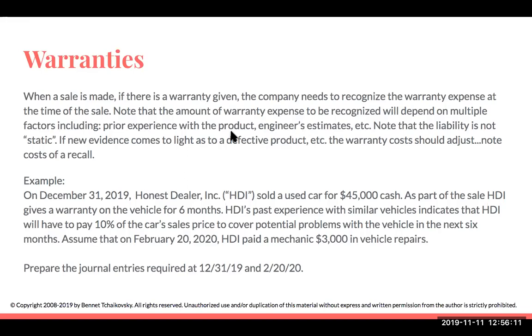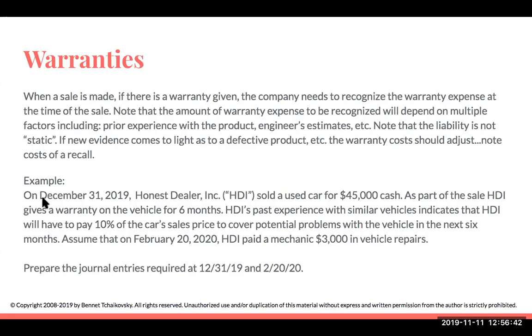What's also important to remember is that it's not a static liability. Once I record it, that's not necessarily the end of it. If new evidence later comes to light in terms of a defective product, the warranty costs may need to be adjusted, such as the cost of a recall. But what we're more concerned about here today is how we initially record it, and then when we have a subsequent repair, how we handle that.